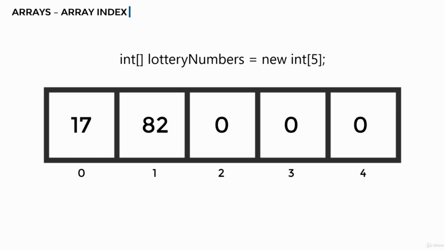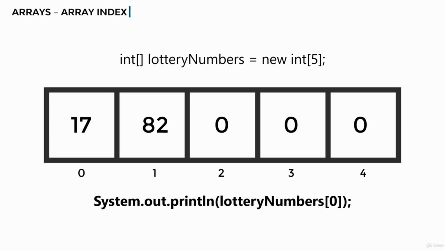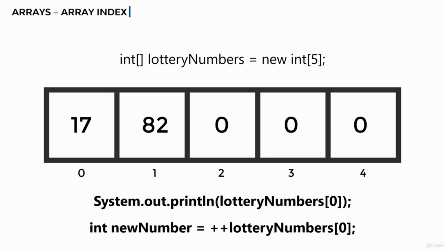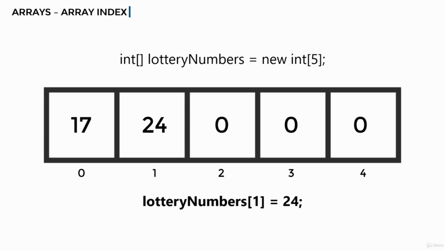To use the elements of the array, the formula is almost the same. So to print out one element with System.out.println, use the array's name and the index in square brackets. You can also assign an array's element to another variable, just like this. The new number's value is going to be 17 plus 1, 18. You can also override an array element's value the same way as you first assigned a value to it.